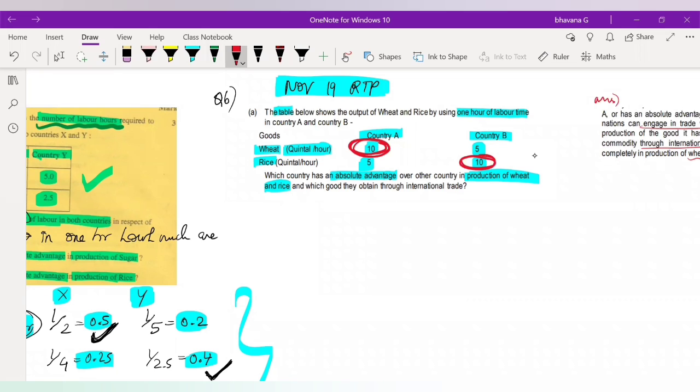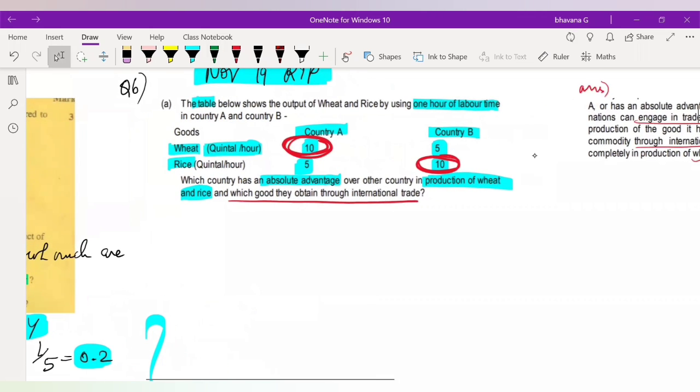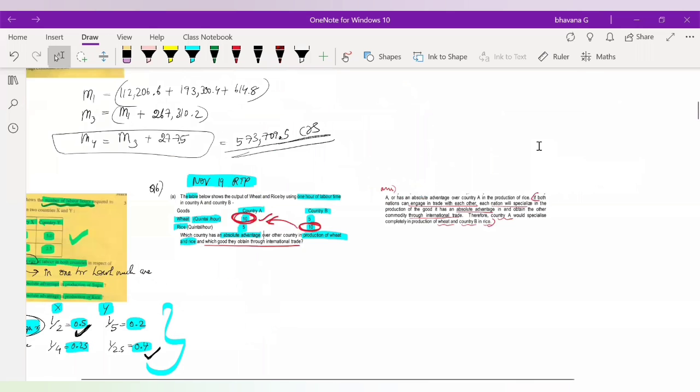Okay. And which good they should obtain through international trade. So here they are asking which country should buy what. So what they are trying to tell you is that country A should only produce wheat and buy rice from country B. Whereas country B should only produce rice and buy wheat from country A. So this is what they are trying to tell you.